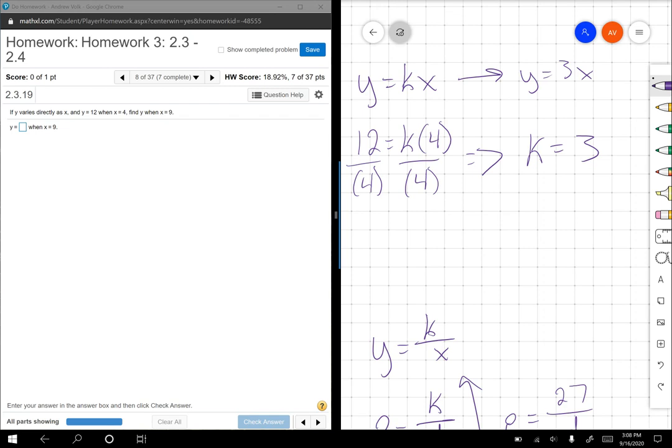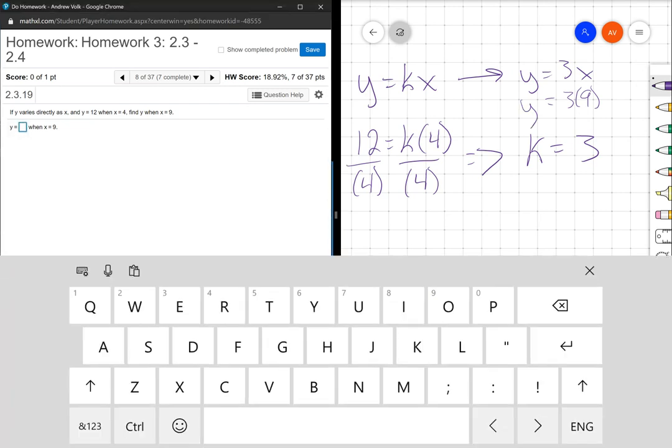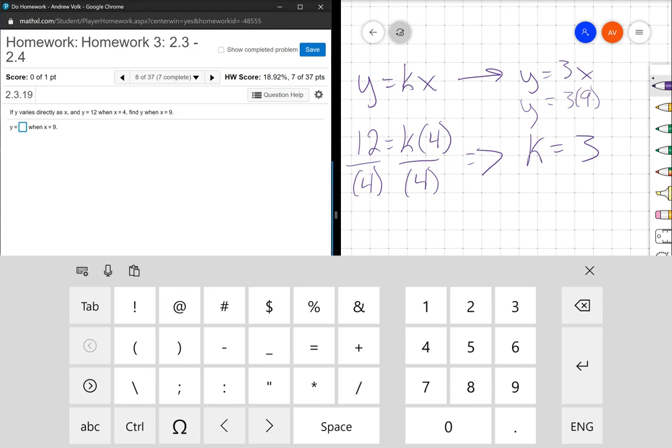So it says, what if x was a 9? If we put a 9 in there, we get y equals 3 times 9. So y would equal 27. It says find y. It doesn't say find the equation. We're actually going to have an answer that's just a number.